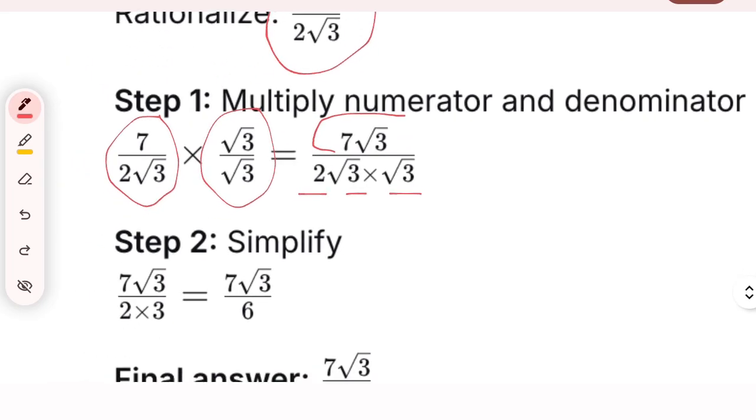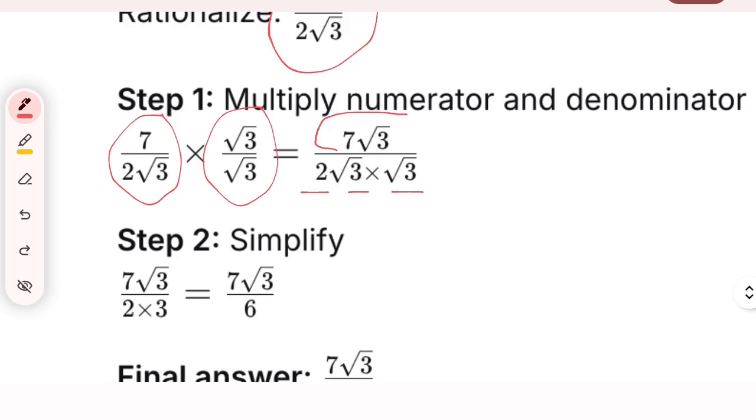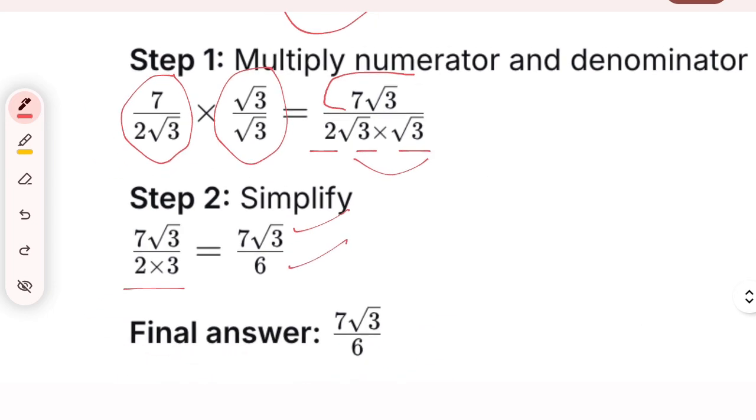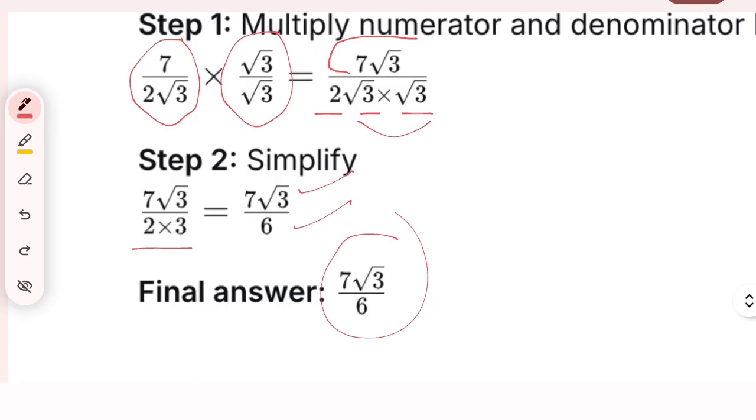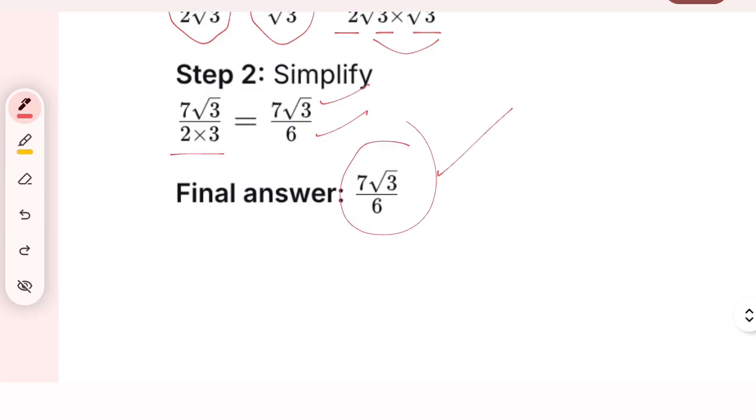Right? Do it step by step. All right. So the numerator would be 7 times the square root of 3. And the denominator would be 2 times 3, right? Because square root of 3 times square root of 3 is 3. And then you multiply it by 2. So 3 times 2, and that answer is 6. So the final answer is 7 times the square root of 3 divided by 6. So that's the final answer. We got rid of the radical sign in the denominator. All right, so that's it.